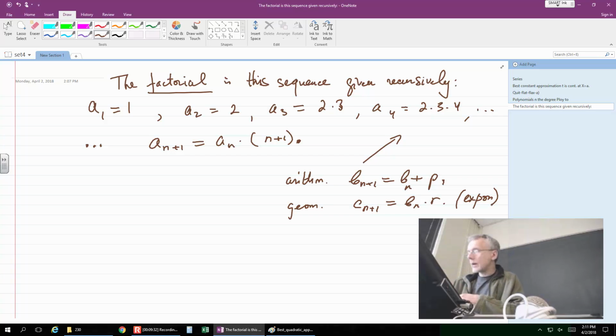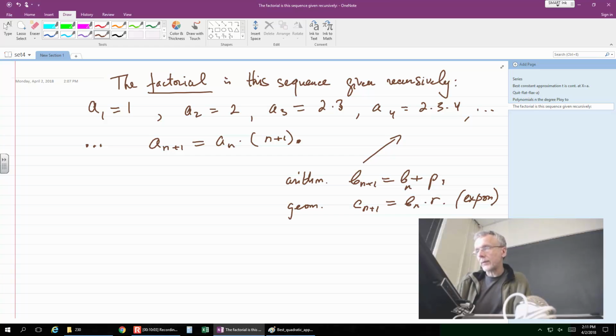And now, where does it come from? These two can be thought of as a bank account: you deposit the same amount every unit of time, so that's arithmetic. If you have compounded interest, that would be geometric. But where does the factorial come from? It turns out it's really the one example that we already saw. It is the derivative. That's where factorials come from.